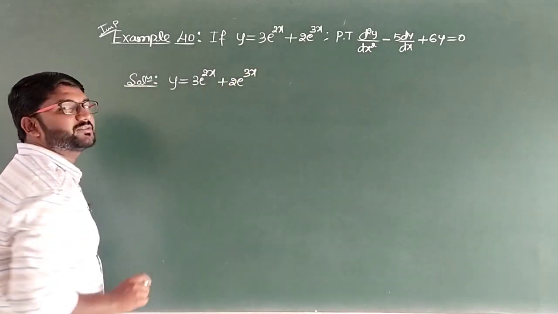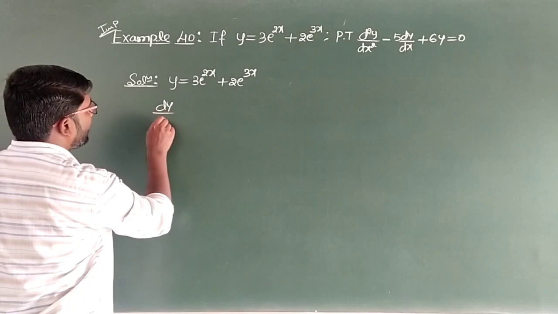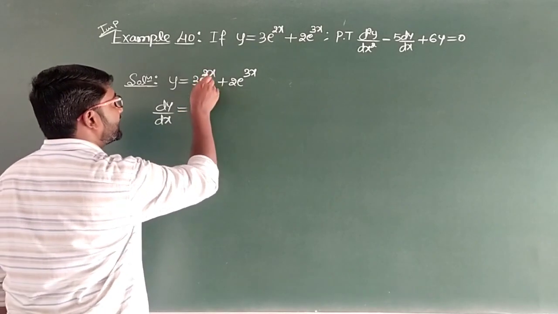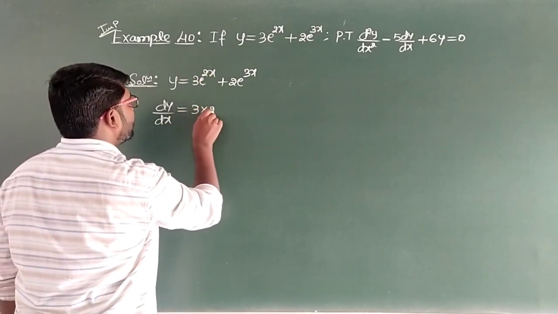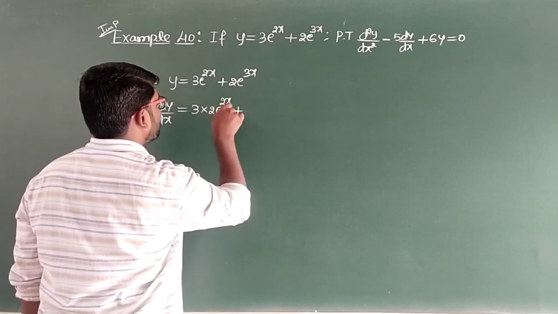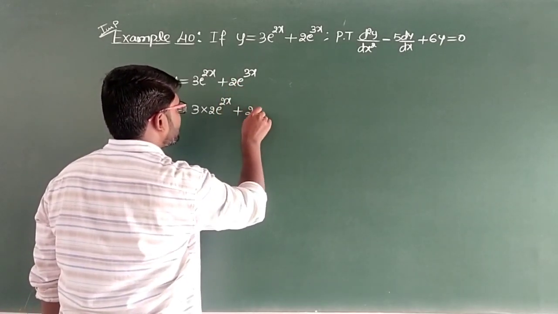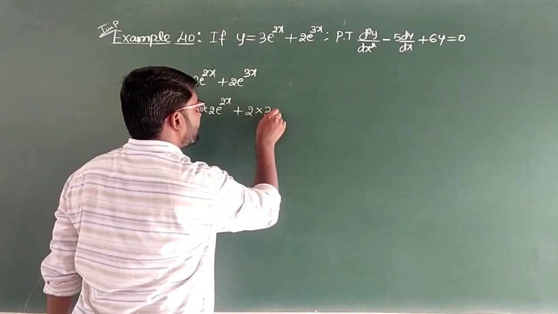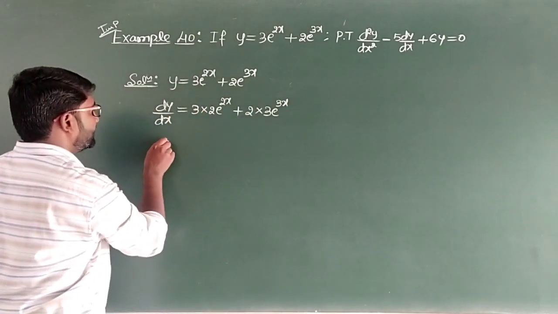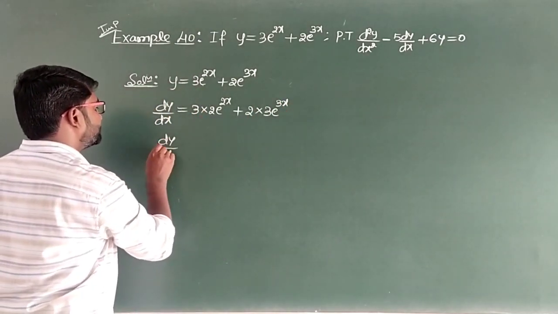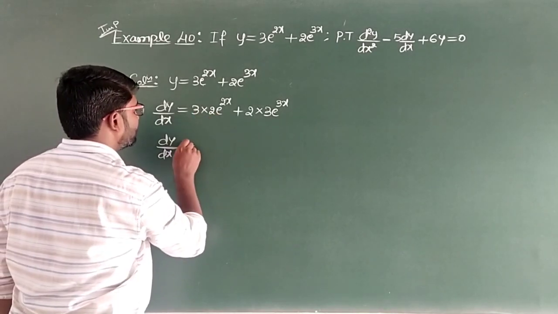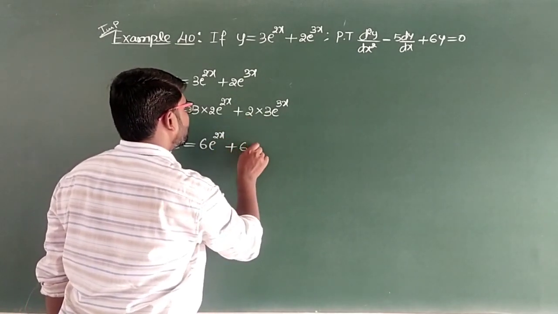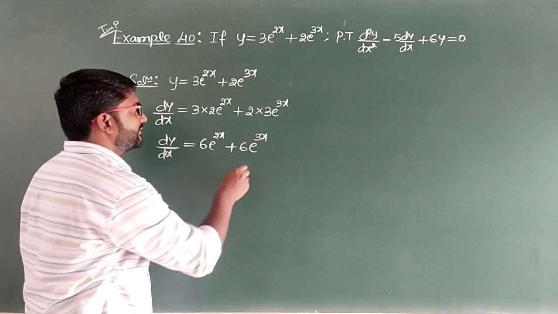Now differentiate both the sides with respect to x. We get dy by dx, which is equals to, 3 is a constant, write it as it is. Then derivative of e power 2x will be 2 times e power 2x plus, here 2 write it as it is because it is a constant. Then derivative of e power 3x will be 3 times e power 3x. Simplify this, dy by dx equals 3 into 2, it will be 6 e power 2x plus 2 into 3, it will be 6 e power 3x. So call this as equation number 1.